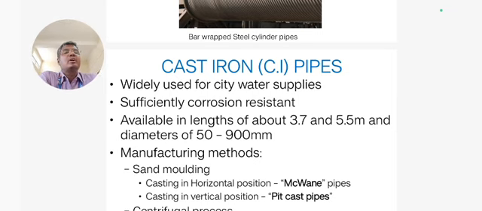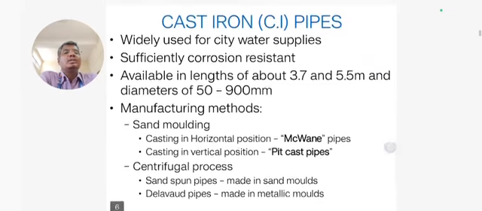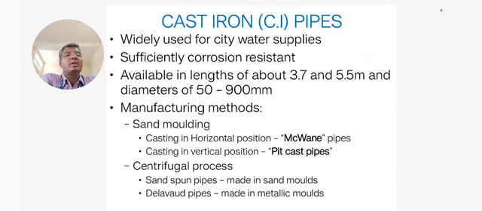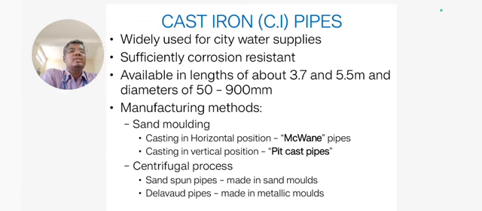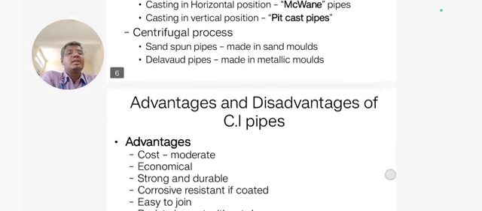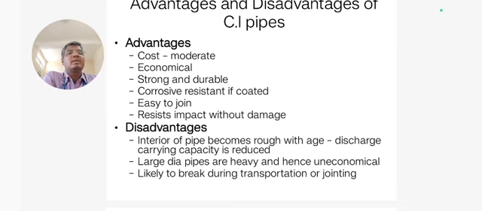These pipes are manufactured by two processes. One is the sand molding process and the other is the centrifugal process. The sand molding process is again classified into casting in horizontal position, called McVane pipes, and casting in vertical position, called pit cast pipes. For the centrifugal process, there are two types. One is sand spun pipes, which are made in sand molds, and the second is de Lavaud pipes, which are made in metallic molds.